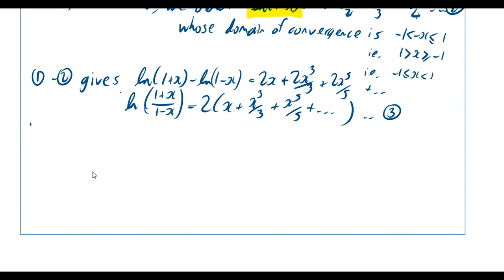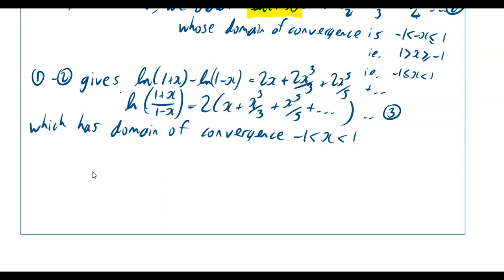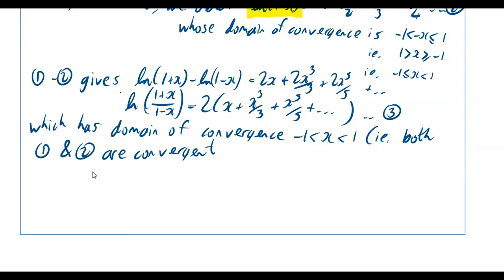Okay, and this series has a domain of convergence minus 1 is less than x is less than 1. So really quite simply, both series 1 and 2 are convergent.